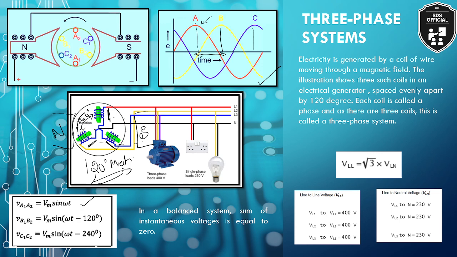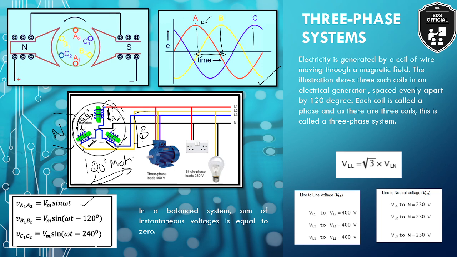So in the first winding, let us say A1 and A2 is our reference winding. Let us say this is A1 and this is A2, the end of this winding. This is B1 and this is B2. This is C1 and C2, the end of this winding.